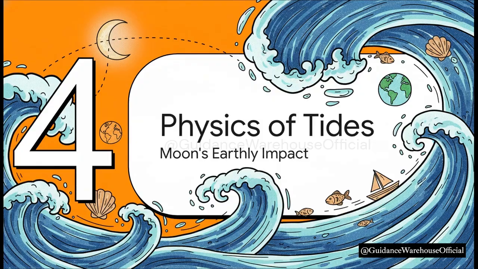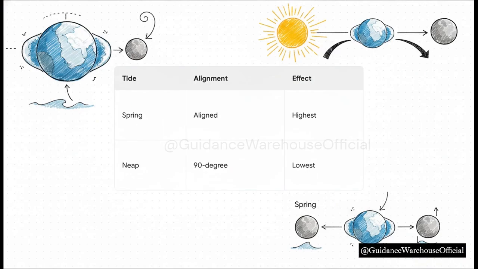Moving to Section 4, the physics of tides, the Moon's earthly impact. Now let's bring this concept back down to real life right here on Earth. Even though we don't physically feel that orbital wobble I just talked about, we can absolutely observe the Moon's gravitational pull in action every single day just by looking at the oceans. Because water flows so easily, the Moon's gravity actually pulls the ocean water towards it.